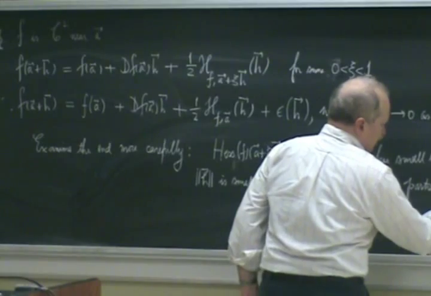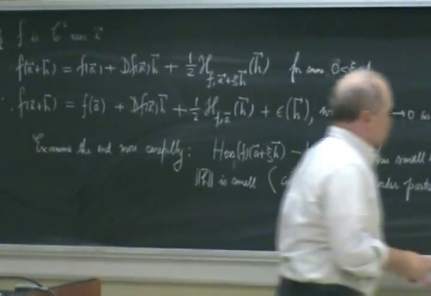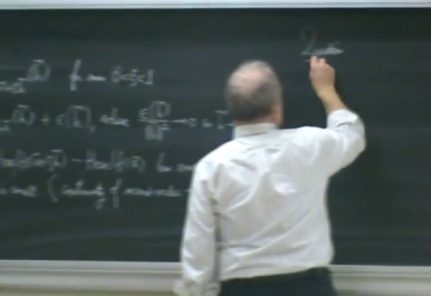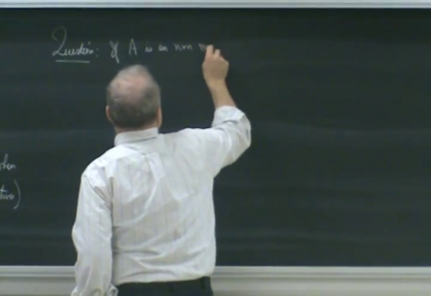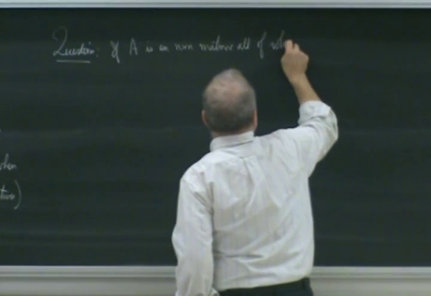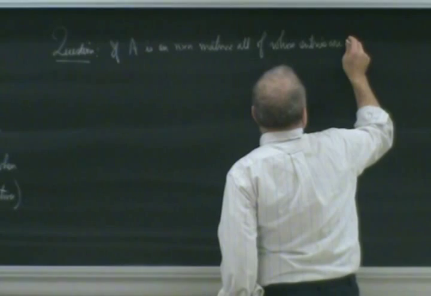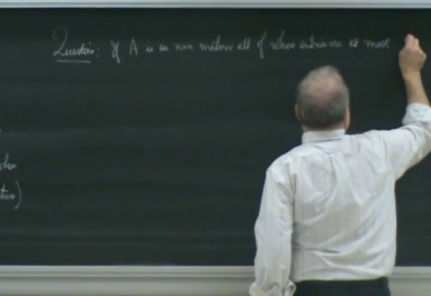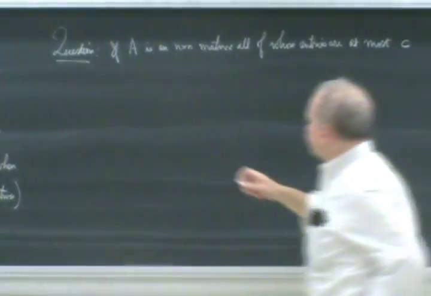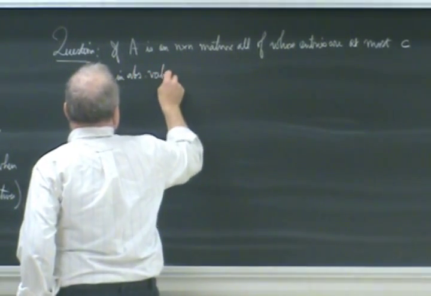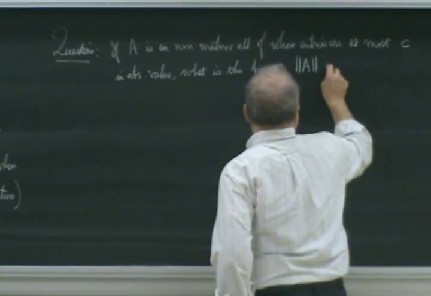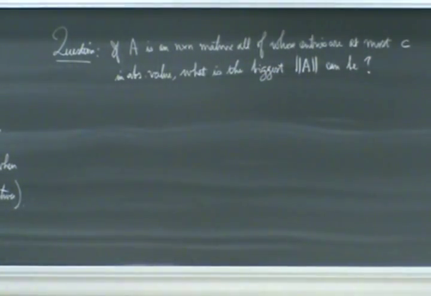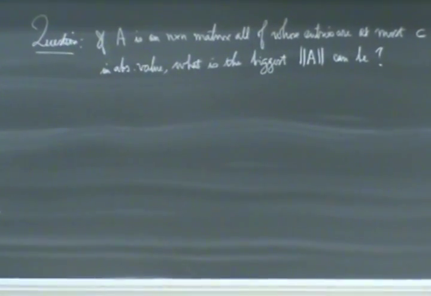So here's a basic question for you. If A is an n by n matrix, all of whose entries are at most, let's say, some constant C in absolute value, what is the biggest the norm of A can be? So I'm giving you a 3x3 matrix and all the entries are less than 0.1 in absolute value. Give me a bound on the norm.